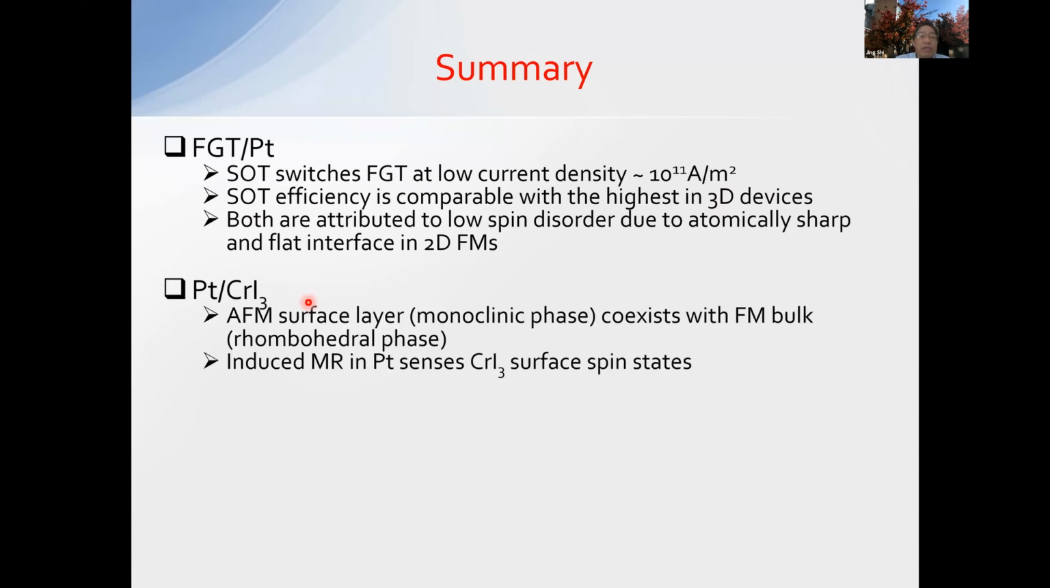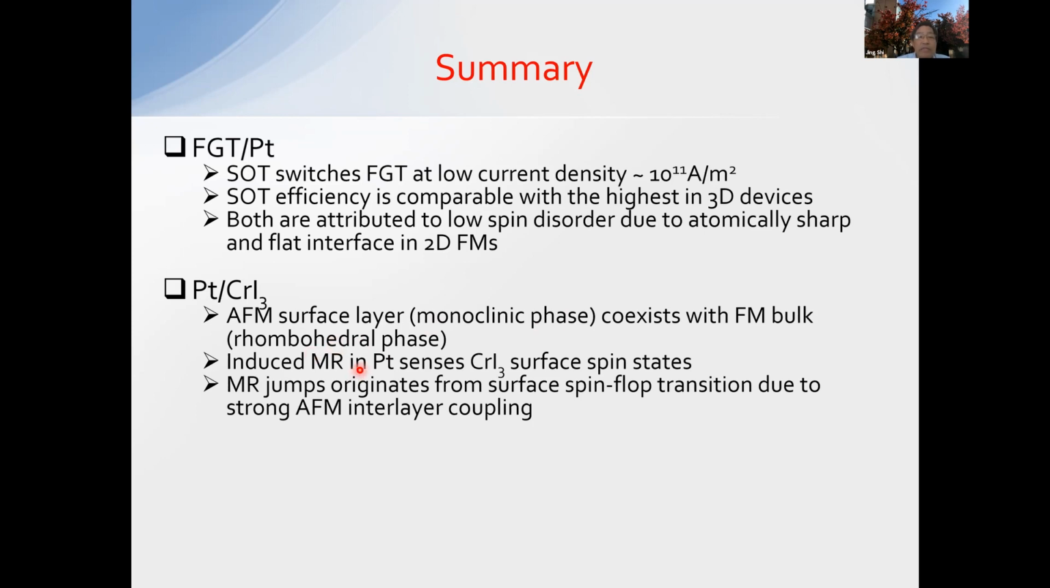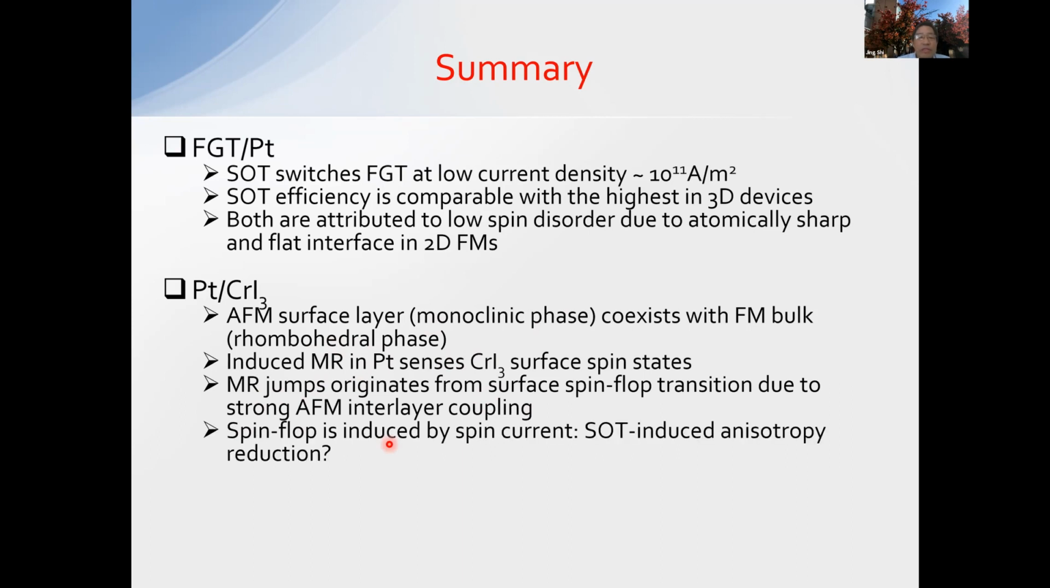In the second part, I mentioned there's an antiferromagnetically coupled surface layer. We believe that's due to the coexistence of the monoclinic phase with the bulk rhombohedral phase, which at low temperature shows ferromagnetic properties with a very low switching field. The induced magnetoresistance can faithfully reflect the spin states on the surface of chromium triiodide. From the MR jump, we can probe this spin flop transition and its current dependence. We think it's a spin orbital torque induced anisotropy reduction, but this needs to be investigated more quantitatively.